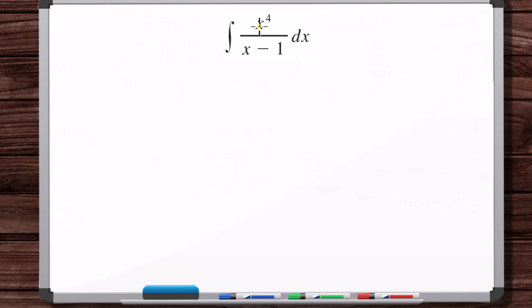Well, first step is you check to see, we have a rational expression here, polynomial in the numerator, polynomial in the denominator. First step is you check to see is the order of the numerator greater than or equal to the order of the denominator. In this case, it is. So since it is, we need to start by doing polynomial long division.